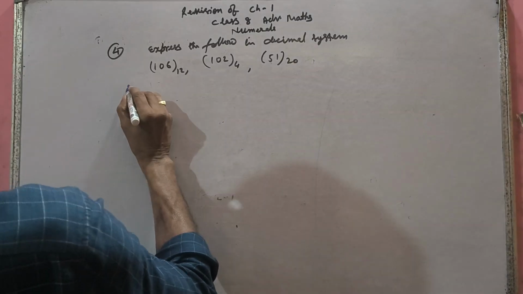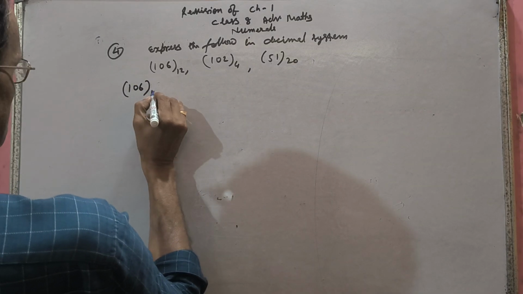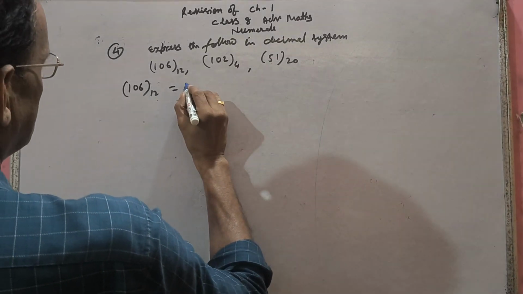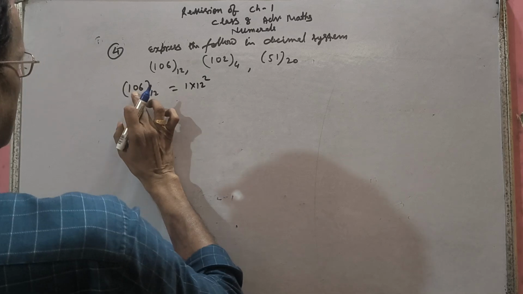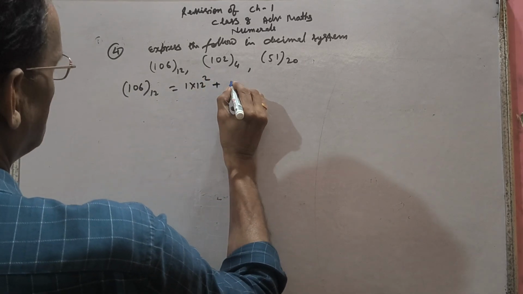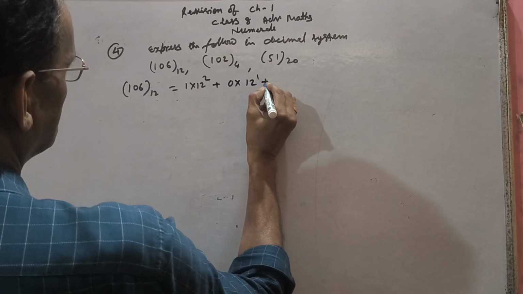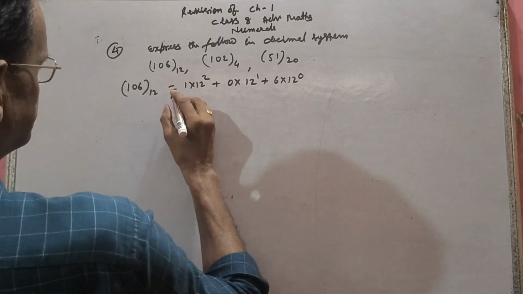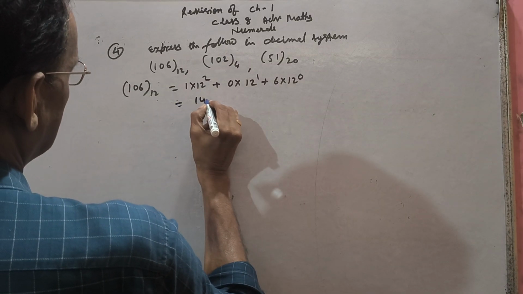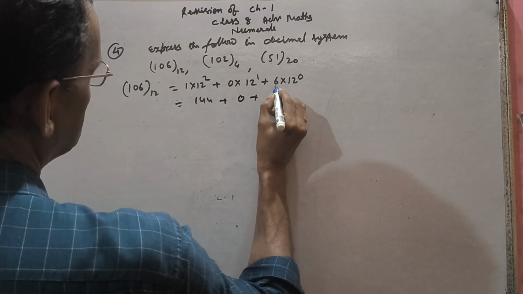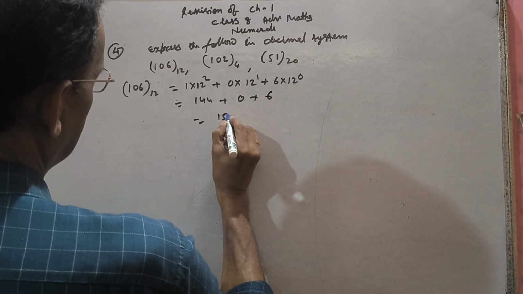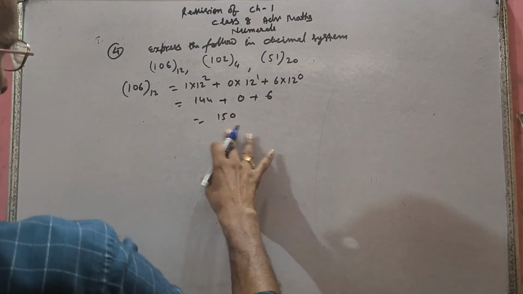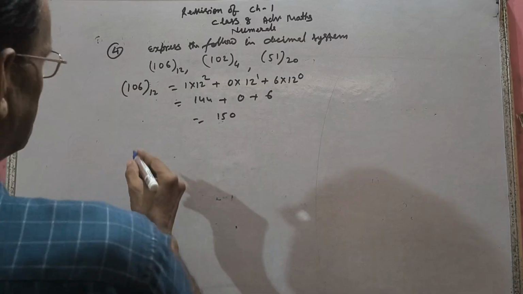So start now. 106 base 12. We express it as a product with base 12. So 1 into 12 to the power 2, the number of digits is 3 so we start with power 2, plus 0 into 12 to the power 1, plus 6 into 12 to the power 0. This is 144, 0 into anything is 0, and 6 times 1 is 6. So we get 150, in the decimal base 10 system. It is not compulsory to write the base; you can write it also.